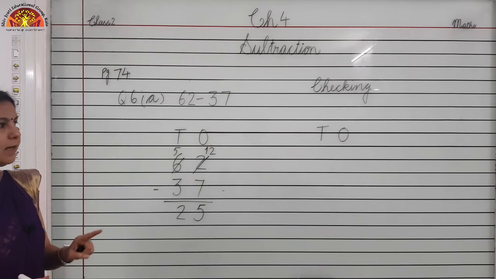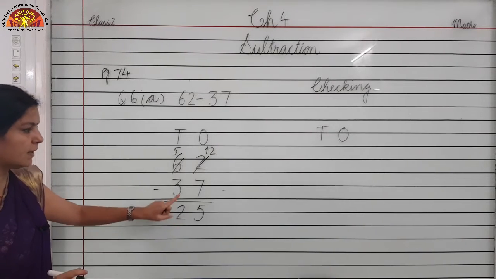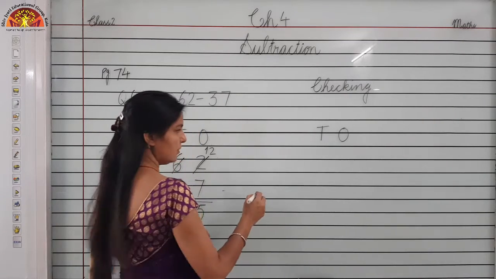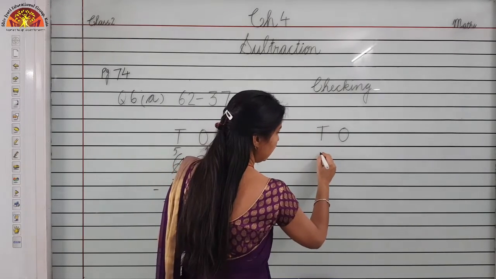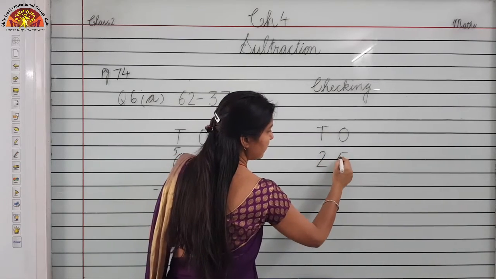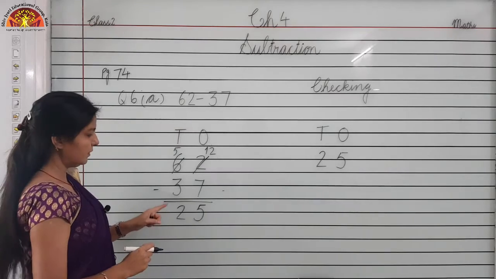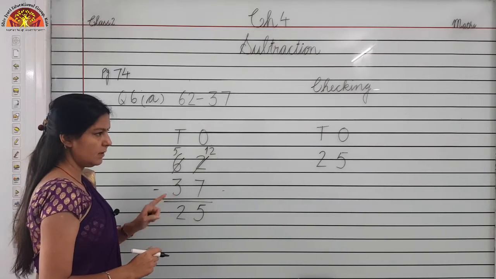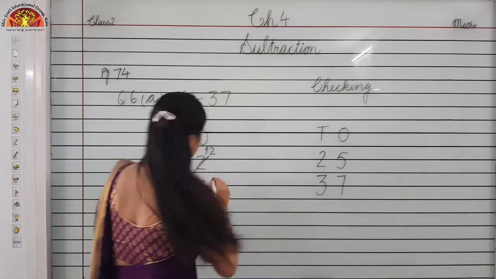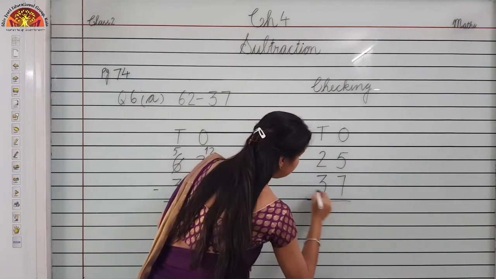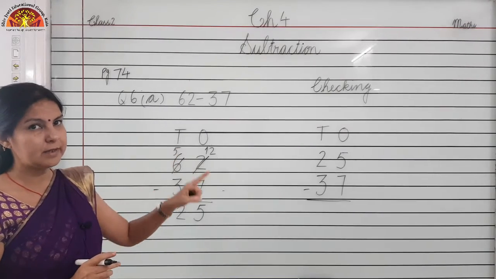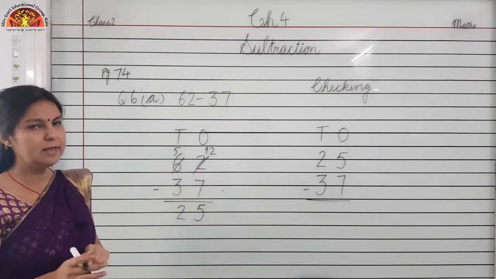Now how will we check? We will add the difference and the smaller number. So we will arrange these two here. The difference is 25 here and the smaller number is 37. After adding these two numbers, we will get this bigger number. If this bigger number is coming after adding these numbers, it means your sum is correct.